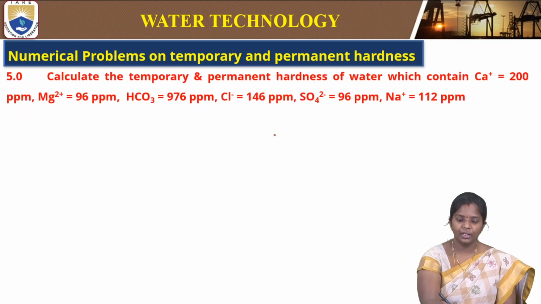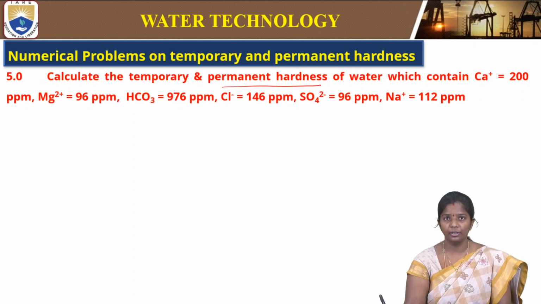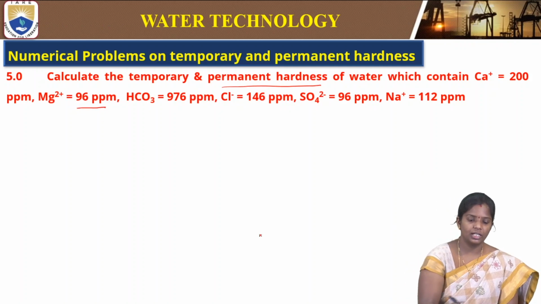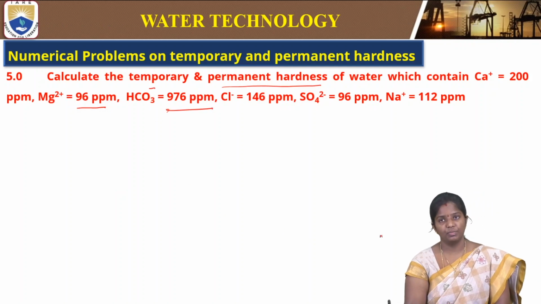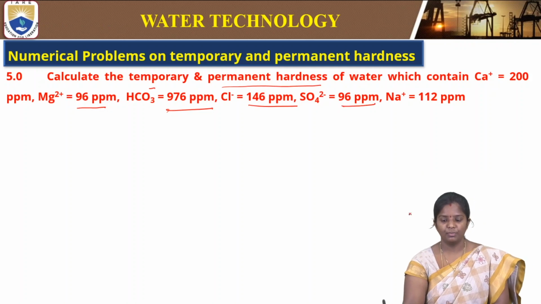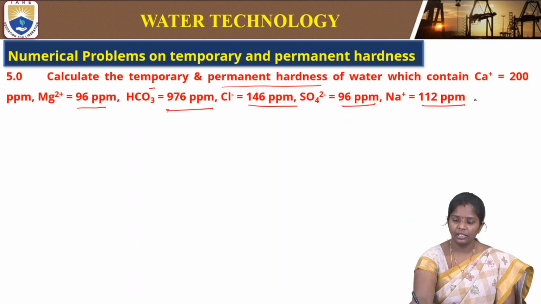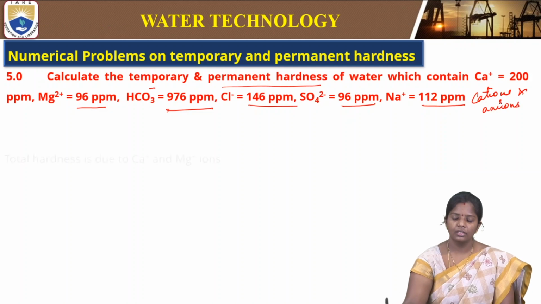Next, calculate the temporary and permanent hardness of water which contains calcium ions 200 ppm, magnesium ions 96 ppm, bicarbonate ions 976 ppm, chlorides 146 ppm, sulfate 96 ppm, and sodium 112 ppm. So they have given anions and cations, not the whole salt.